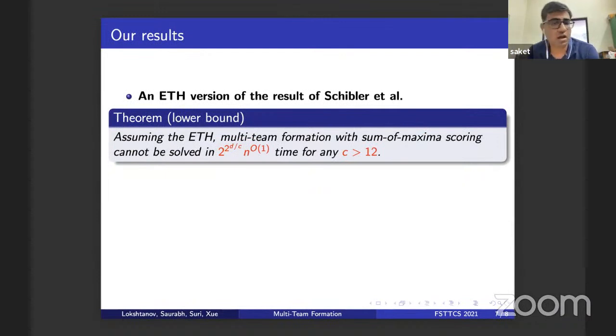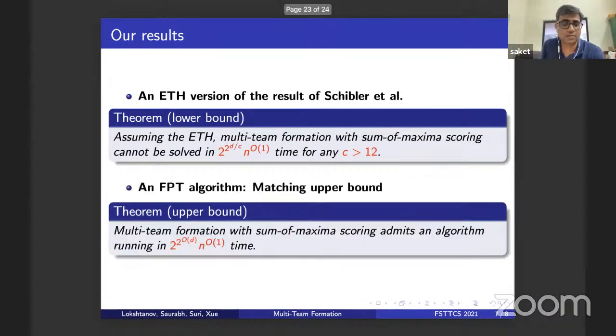And what we showed is that if we believe the exponential time hypothesis is right, then we cannot have any algorithm for multi-team formation with sum of maximum scoring with running time 2 power D over C for any C greater than or equal to 12. And we complement this with an FPT algorithm, which does multi-team formation in 2 power big O of D time. This algorithm is achieved by giving a reduction to an ILP, integer linear programming, with f of D number of variables, and what is known as n-fold ILP.